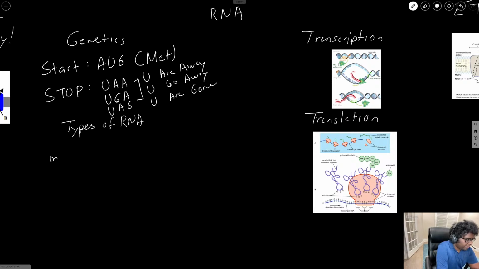RNA, so messenger RNA. Now this is the messenger RNA. This is the kind that carries the message of the DNA that's present in the nucleus and transfers it to the ribosome for translation. There's no way I can write all that. It just goes transcription to translation. I'll just say it's messenger, or nucleus to ribosome for translation.